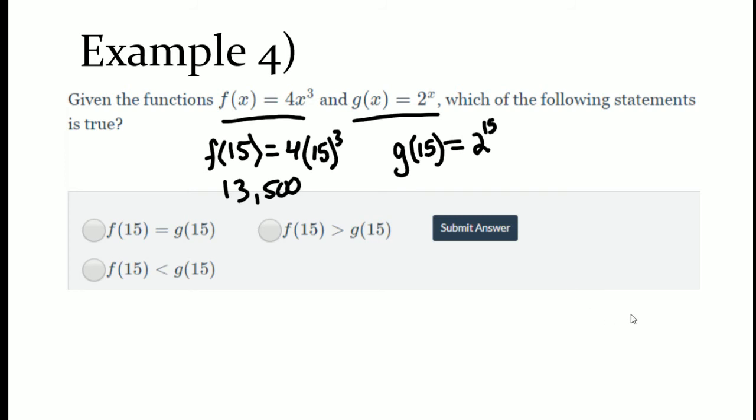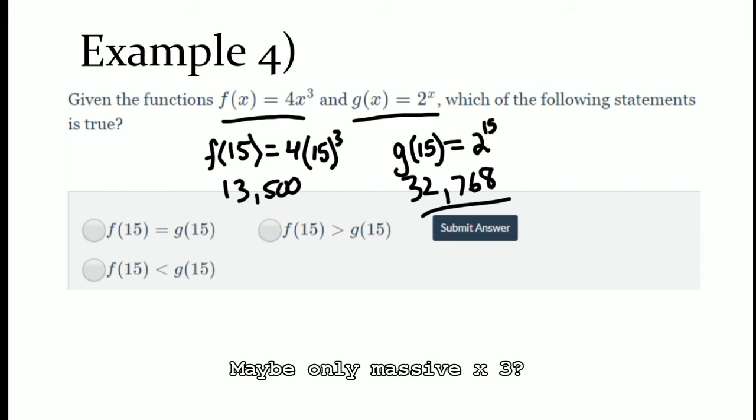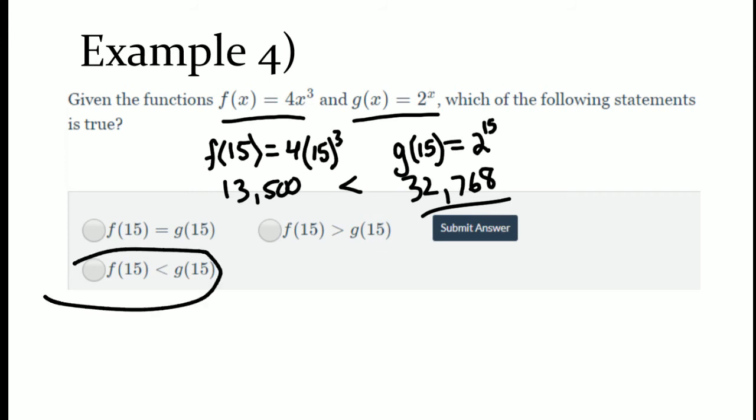So 2 to the 15th power is 32,768. All right, I guess not as big as I predicted. Slight disappointment, but still very big. So when we plugged in 15 to f, we got 13,500. When we put 15 as an input for g, our output was 32,768. If we compare our two outputs, we can see that our output for f of 15 is less than our output for g of 15.